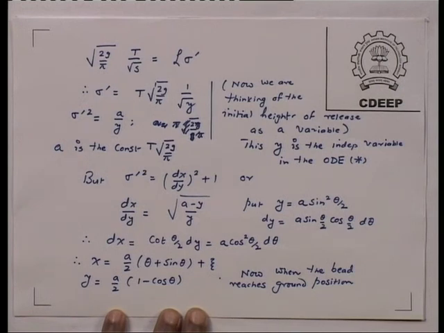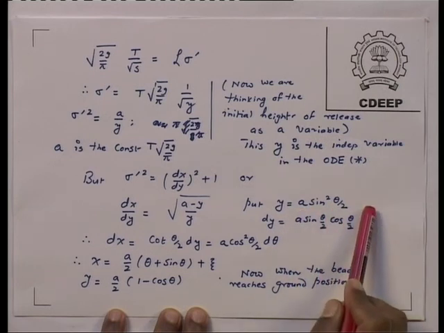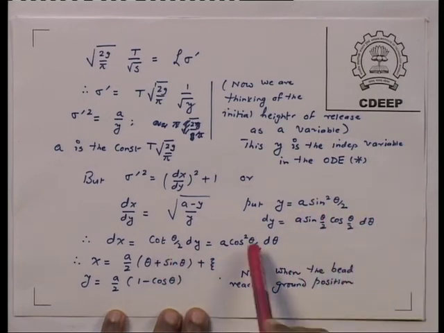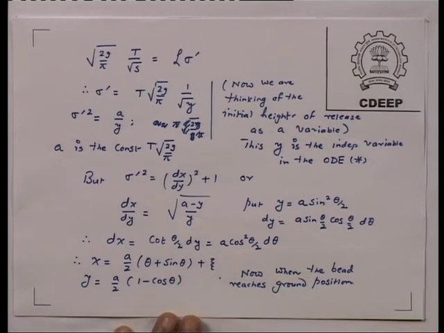But dy is 2a sin theta by 2 cos theta by 2 into half. So, if you put all those things together, the dx simply becomes a cos squared theta by 2 and dy is a sin theta by 2 cos theta by 2 d theta. So, both x and y can be calculated. X is a by 2 theta plus sin theta, y is a by 2 1 minus cos theta.